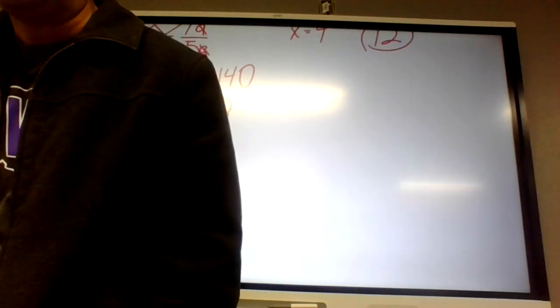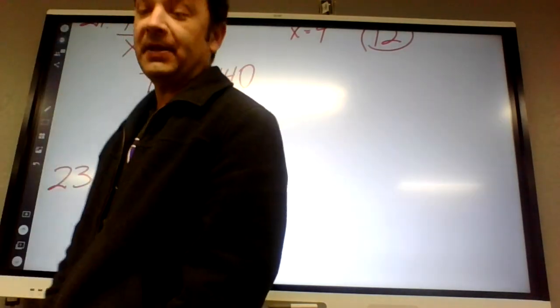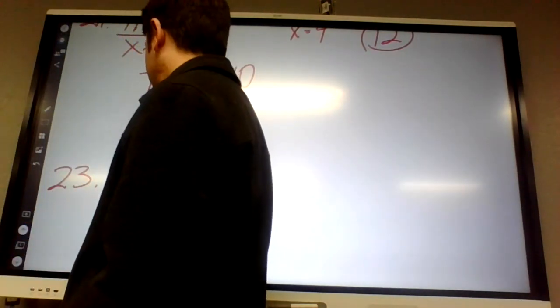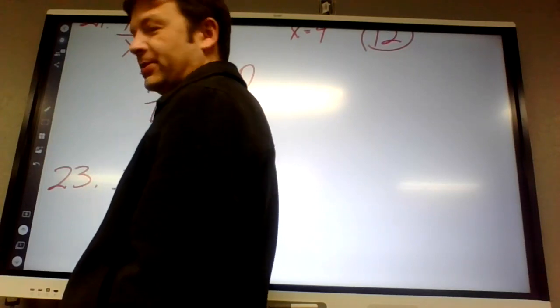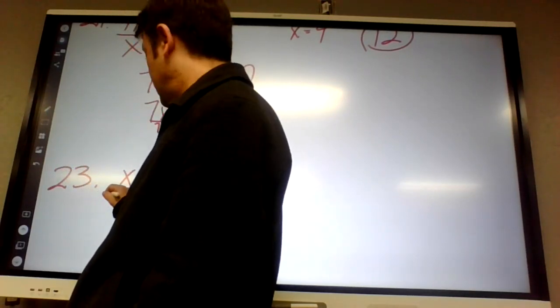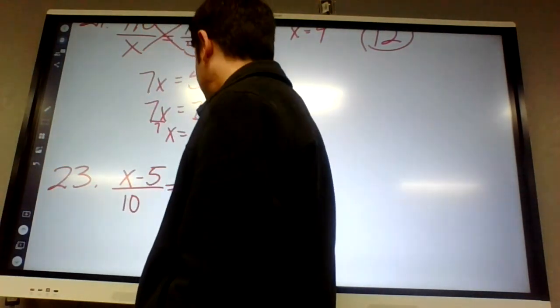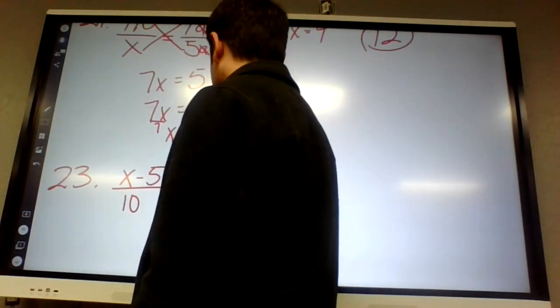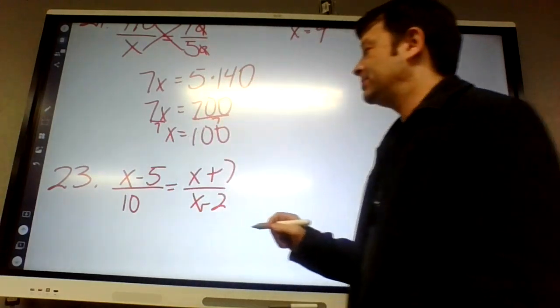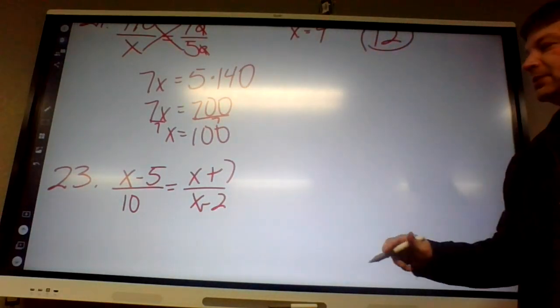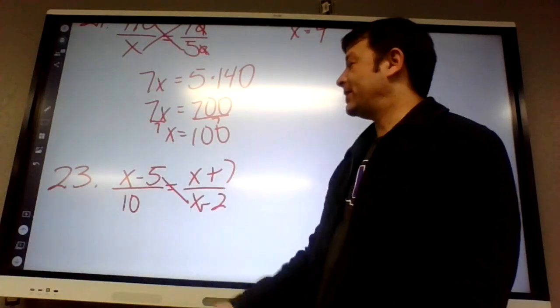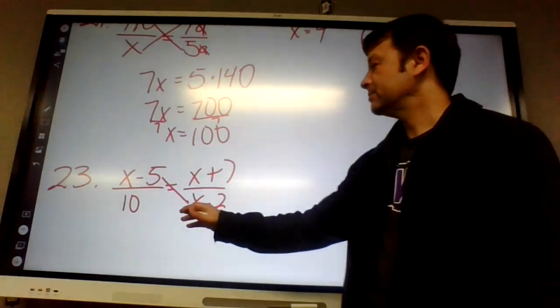Okay, how are we going to set up 23? Last one. This one's not, well, x minus 5. This might be hard. Not setting it up, but solving. X minus 5 over 10 equals x plus 7 over x minus 2. What makes this one challenging? How do we do that times that? 5x.